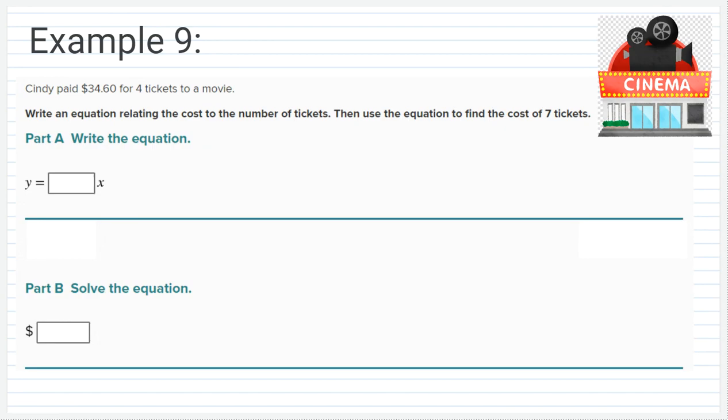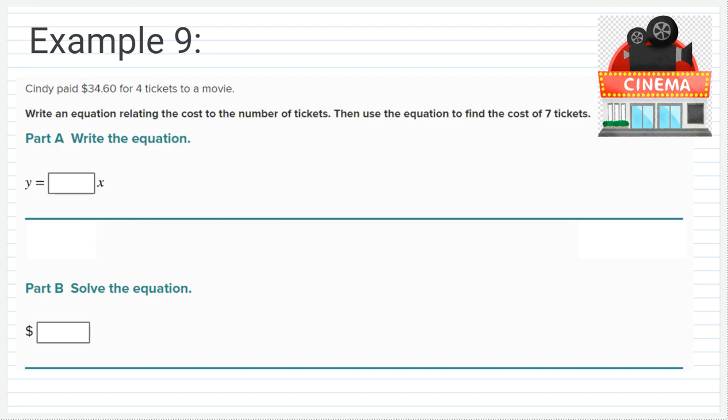All right, example 9. Cindy's going to pay $34.60 for 4 tickets to a movie. We're going to write an equation relating the cost to the number of tickets. Then we're going to use the equation to find the cost of 7 tickets. So again, these are the examples that are going to have a part 1, but then also a part 2, right, where we have to actually use the equation.